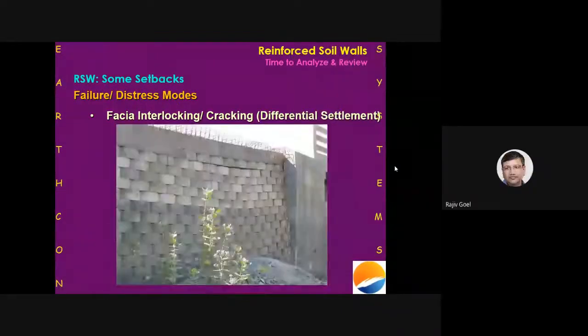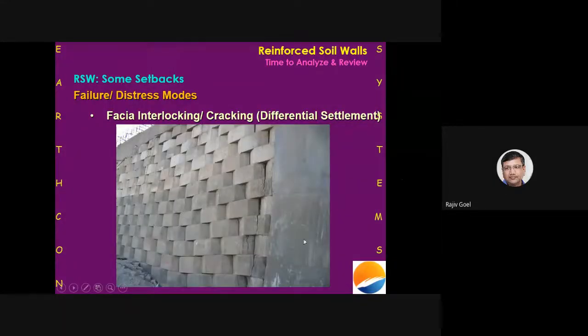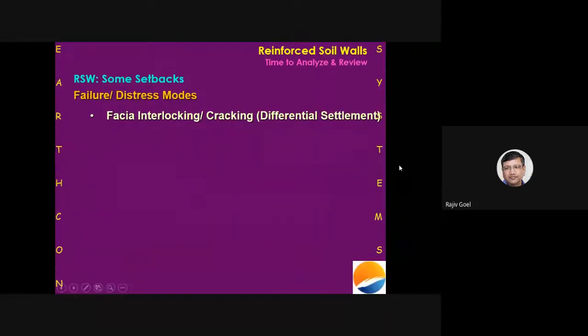Similarly, for a block wall, presenting you some pictures where you can see the differential settlement very well, that this part of the wall is not settling as much as this part of the wall is settling. And you can see that because of that, the fascia cracking does occur.